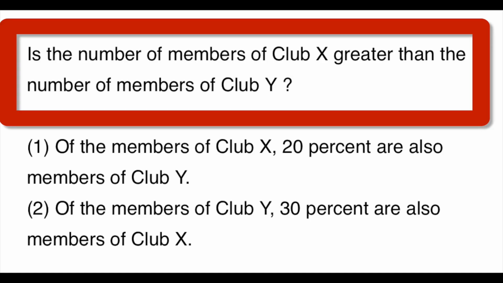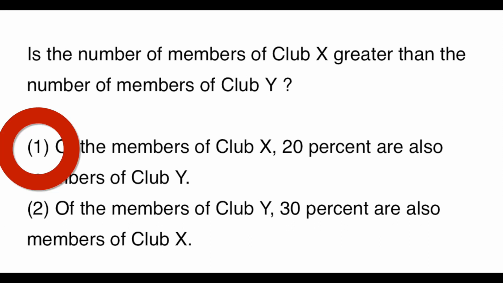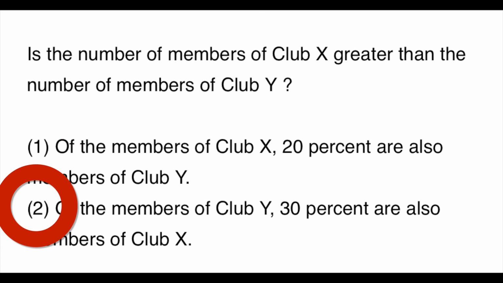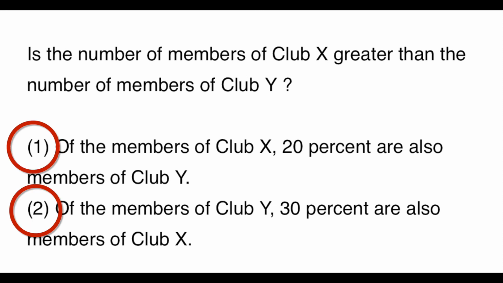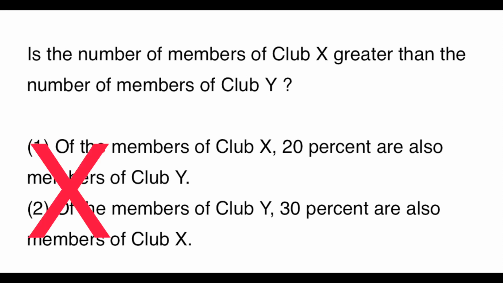Is the number of members of Club X greater than the number of members in Club Y? A is the answer if statement 1 by itself is sufficient to answer that question. B is the answer if statement 2 by itself is sufficient. If you need both statements, then C is the answer. If both of them by themselves can answer the question, then it's D. And if even with both statements we cannot answer the question, then E is the answer. Try it on your own, and then we'll do it together.